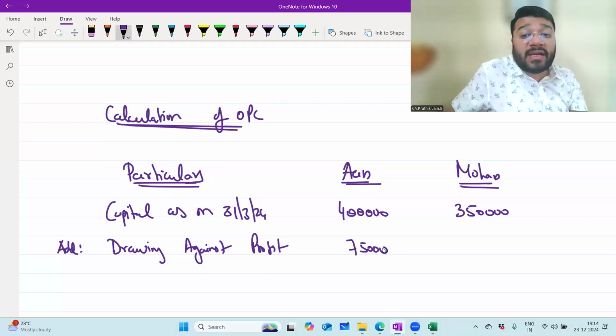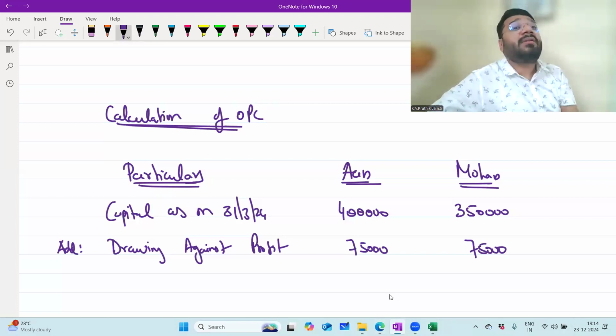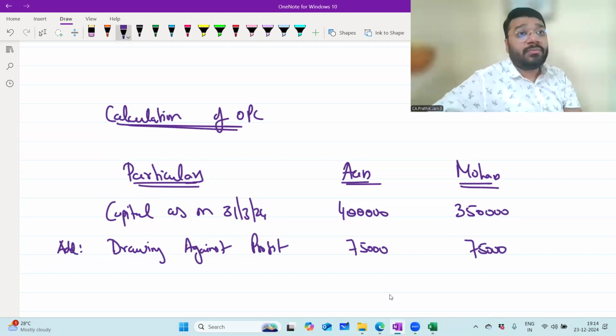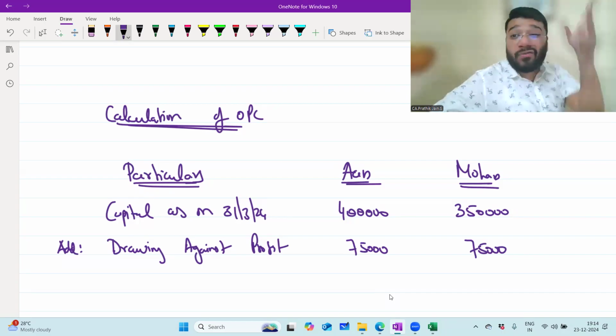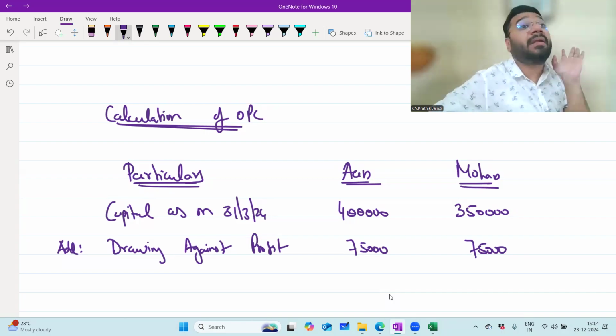75,000 each, they're telling. Wonderful, sir. Any other item to be added? In the question, have they given you drawing against capital? No. Interest on drawing? No. Share of loss? No. So in the capital account, I think this is what has been debited so far.